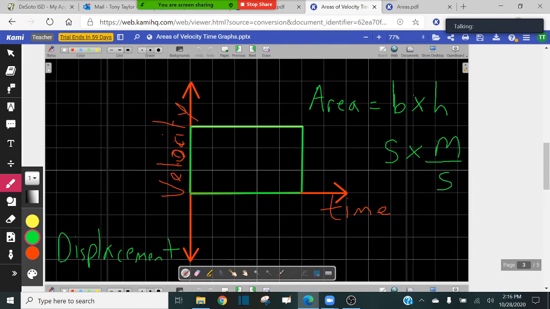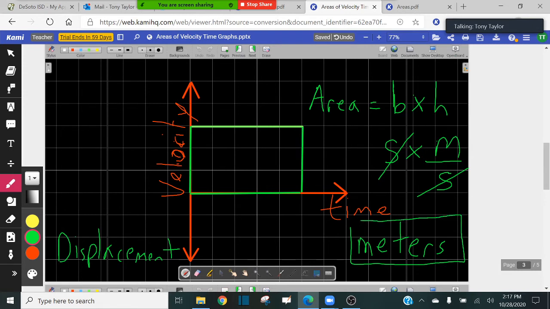Guys, you all should notice something. If I multiply seconds times meters per second, what cancels? The seconds cancel. And what am I left with? Meters. So there you go. That's the proof that anytime you take the area of a velocity versus time graph, the area always represents the object's displacement in meters.